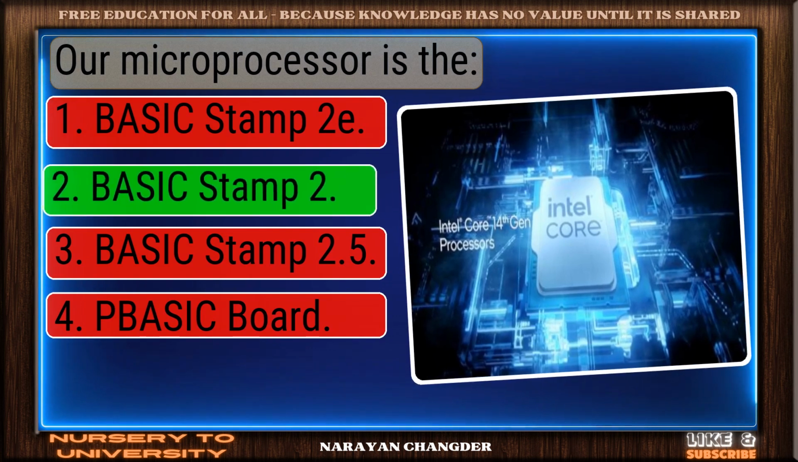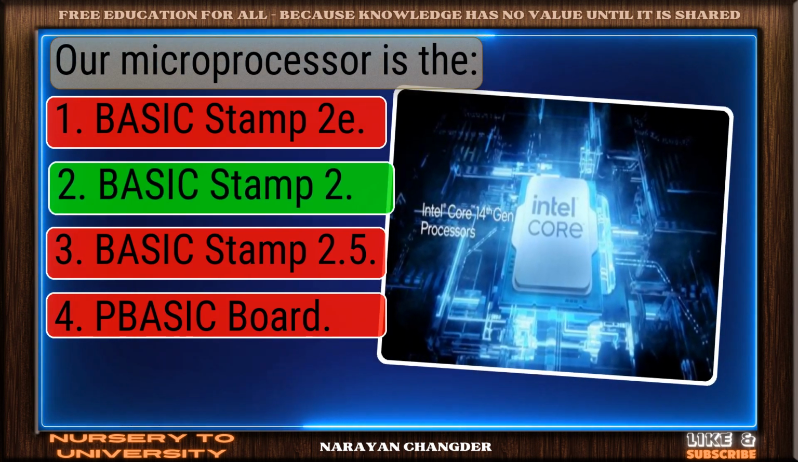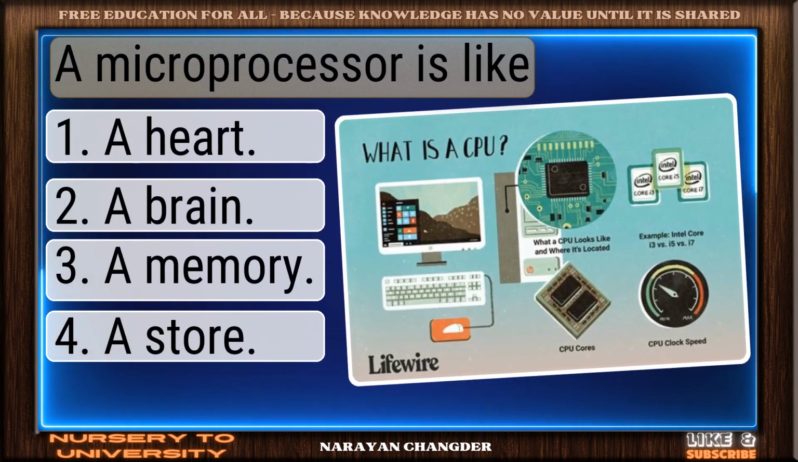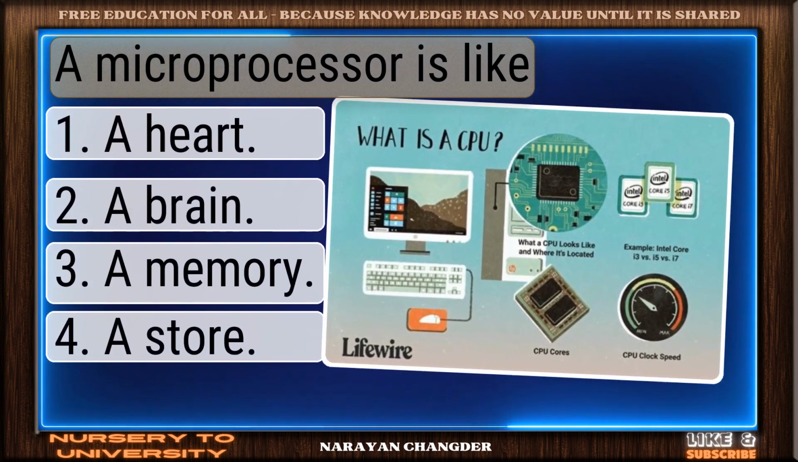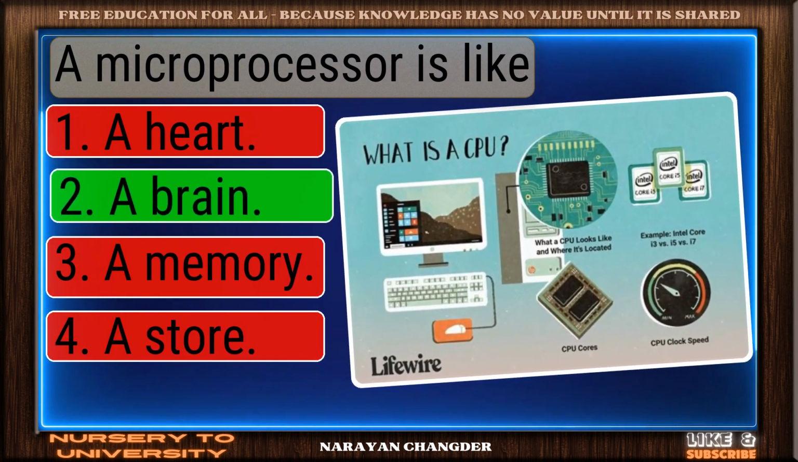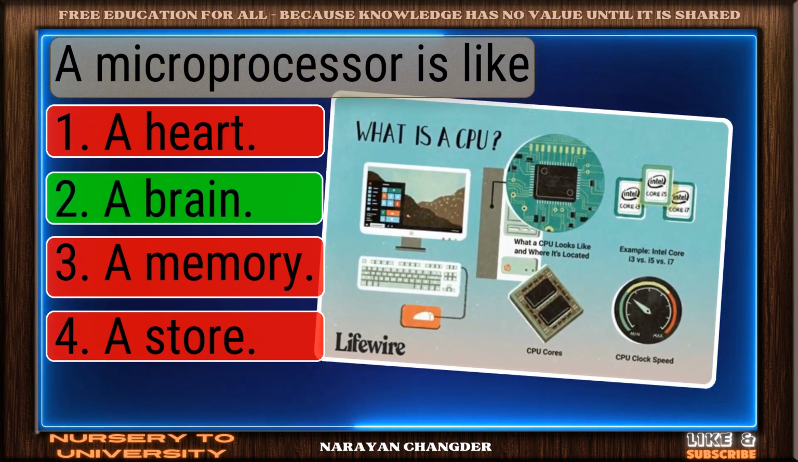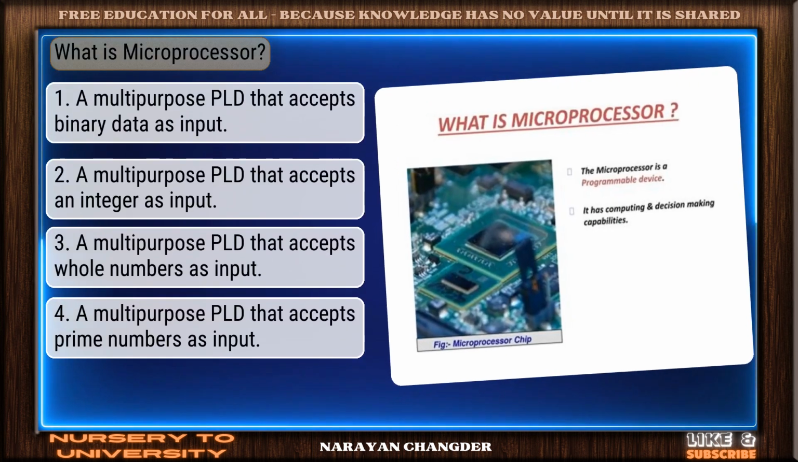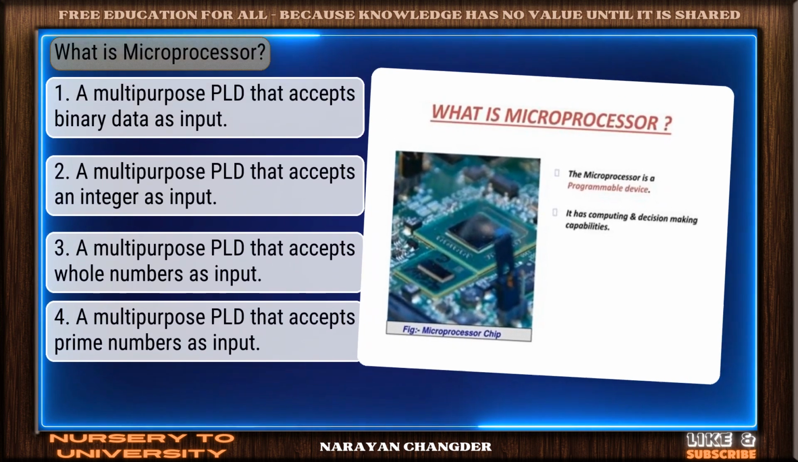Nice selection. Basic Stamp 2 is the correct and valid answer. Question number 77. A microprocessor is like? Nice work. You chose a brain and it is correct. Question number 78. What is microprocessor?